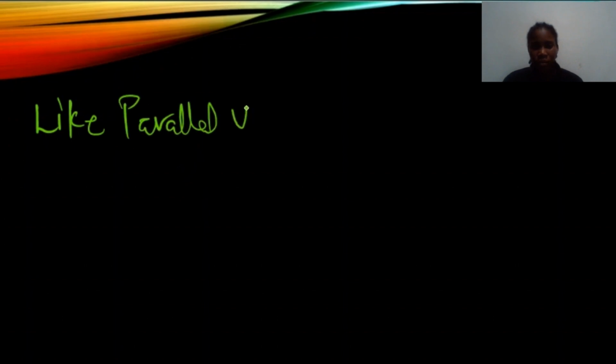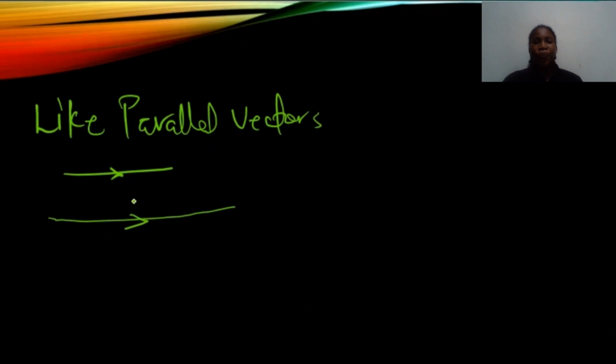So this is one vector. Let me clean it. This is one, trying to draw the parallel line. Sorry for that. This might be better, and this is another vector. They are parallel and they are like because they are moving in the same direction. They have the same direction but not the same magnitude. So this is a like parallel vector.